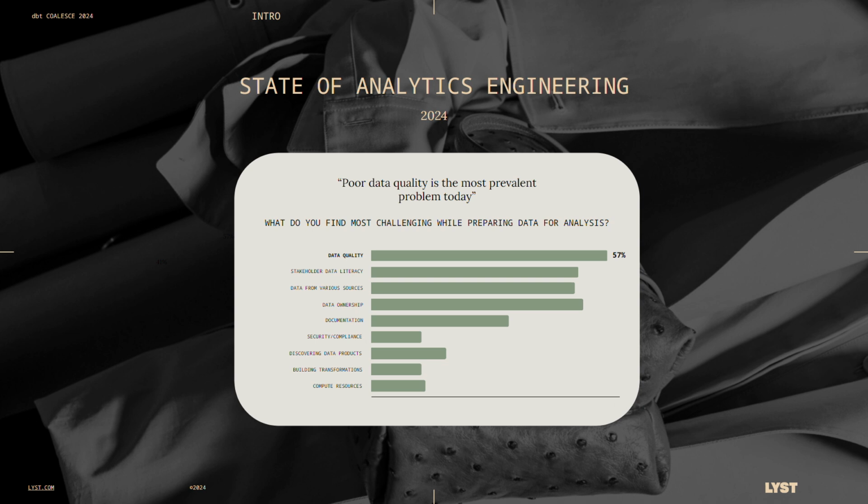So dbt released their State of Analytics Engineering report earlier this year. And in this report, there were 3 areas of importance that were highlighted for a large number of companies. The first being data quality, where the majority of data professionals find this the most challenging when they're preparing for analysis. And this importance has increased year on year by 17 percentage points.